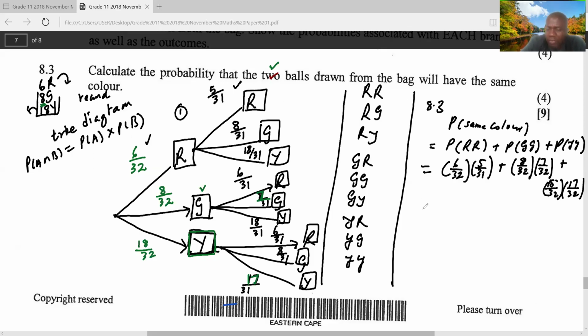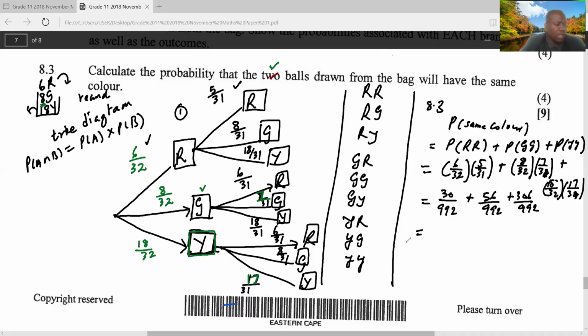Let's now try to simplify this. 6 times 5, I'm saying it's 31 here, and there it's 31. 6 times 5 is 30, divided by 32 times 31, which is 992, plus 8 times 7, this is 56 over 992, plus 18 times 17, this will be 306 over 992.